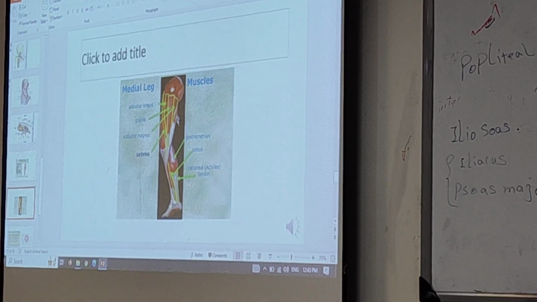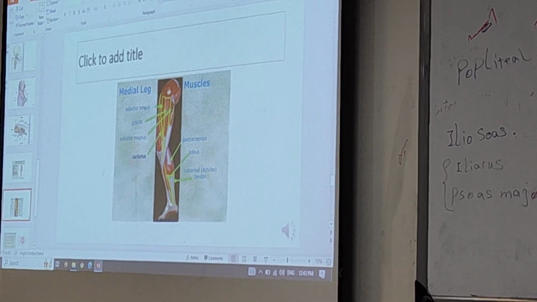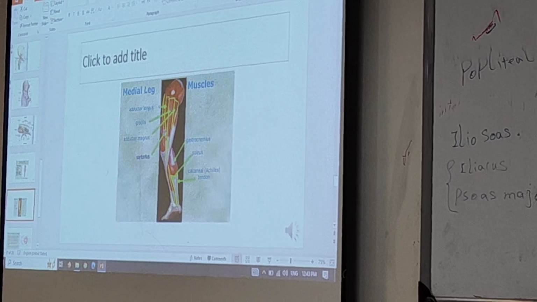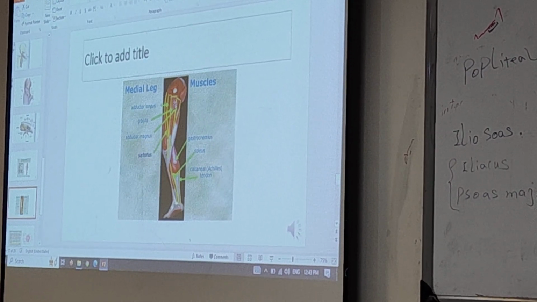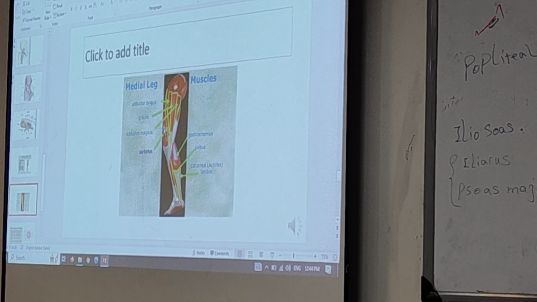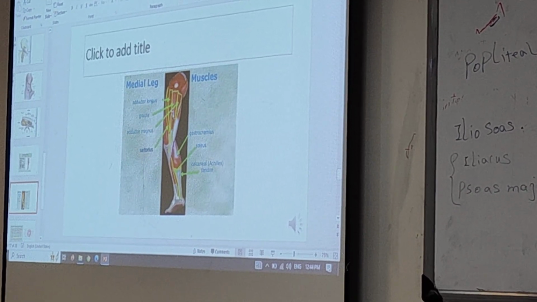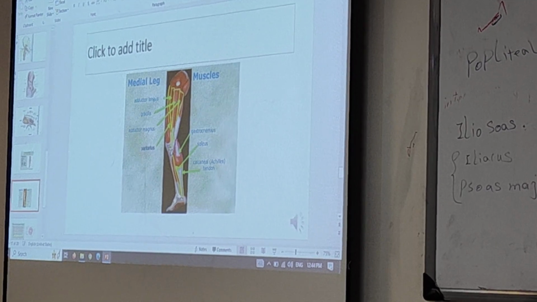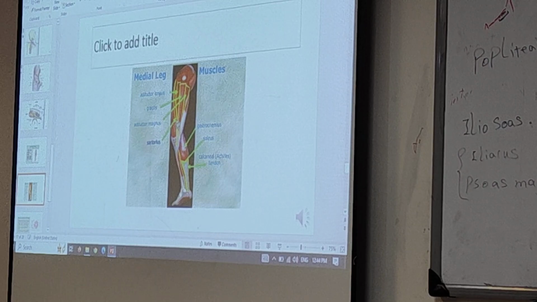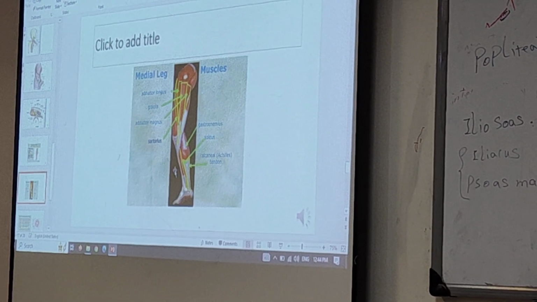About this picture, again you are going to look at the muscle in the medial compartment of the thigh. Look at some of the muscle that in medial compartment and some of the muscle in anterior and posterior compartments are coming to attach to the tibia. Which of the muscle in adductor compartment the tendon is coming down to attach to the tibia?